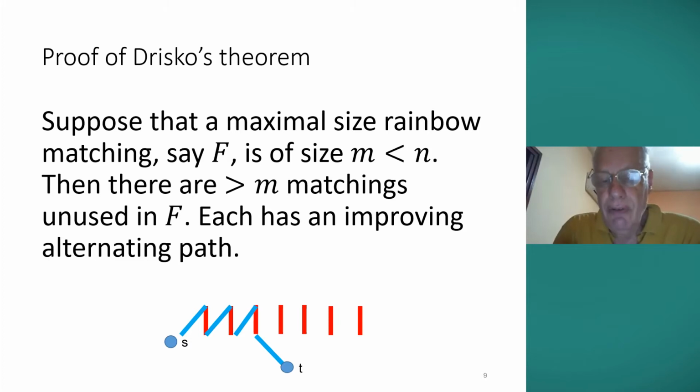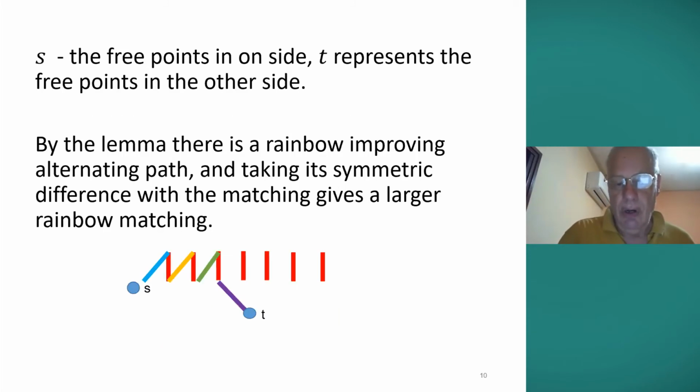And think of the red edges as vertices. If you contract them to be vertices, then this blue guy here is a path from S to T. So as we said, there are at least n paths from S to T, and the number of red vertices is just n minus 1. That was our assumption, that the maximal rainbow matching is less than n. So the lemma that we just proved before says that there is a rainbow alternating path from S to T.